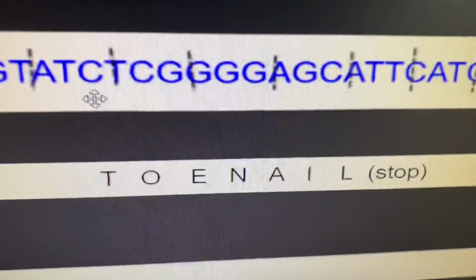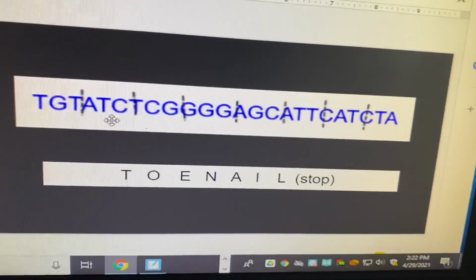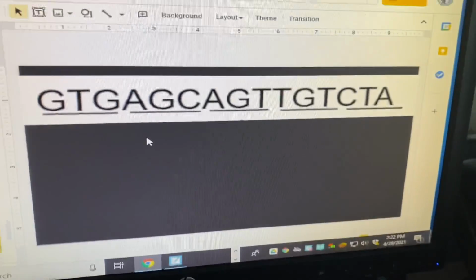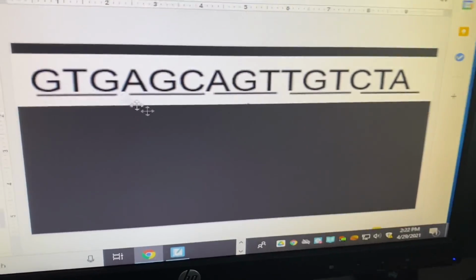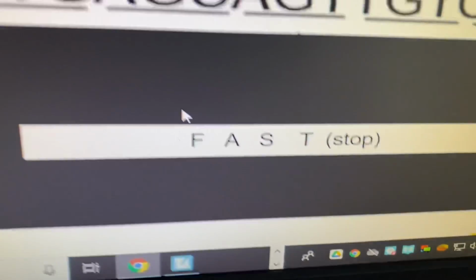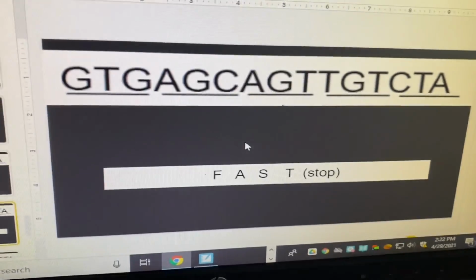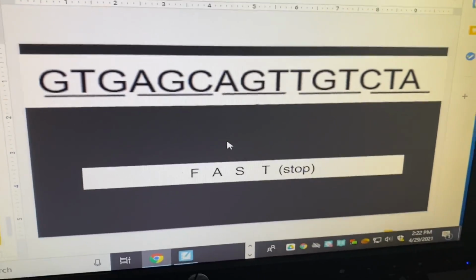Good. That was toenail. You made a toenail. All right, if you're a ribosome, we'll just do this quickly. If you got this piece of DNA, you would say, oh, that means fast. F-A-S-T, fast, stop. Here's what's weird about DNA and why they take so much time copying it correctly.